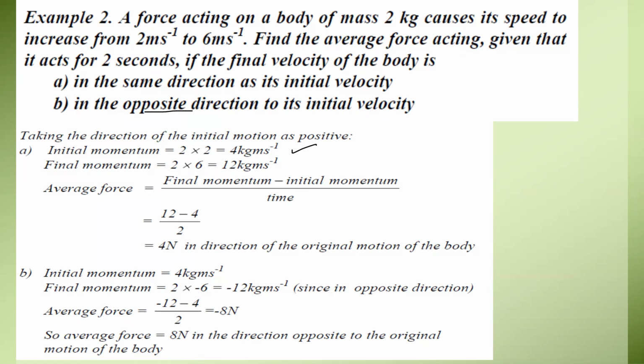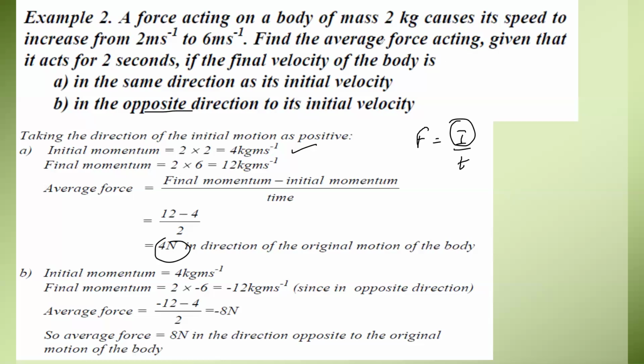So what is the change? If we need the average force, the force will be impulse divided by time. So impulse is the final minus initial. So 12 minus 4, which is 8, and 8 divided by 2, we get 4 newtons.